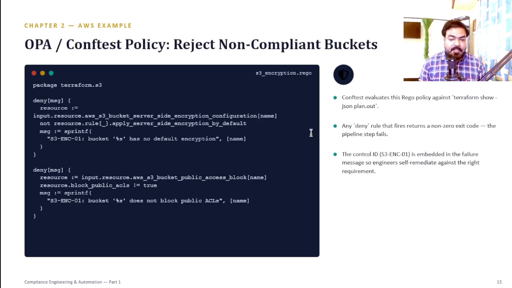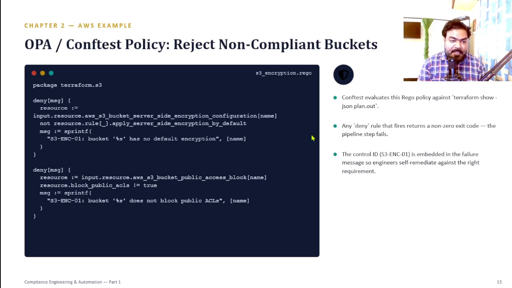OPA, Conftest policy, reject non-compliant buckets. Now the enforcement side, the Rego policy that actually blocks a bad deployment. Two deny rules here. One fires if the encryption configuration is missing. The other fires if public ACLs aren't blocked. Conftest evaluates this against the Terraform plan output, and if either deny rule fires, the pipeline step returns a non-zero exit code and fails. Notice the failure message embeds the control ID S3-ENC-01 directly in the error, so the engineer who broke the build knows exactly which requirement they violated and can self-remediate without ever opening a ticket to the security team.